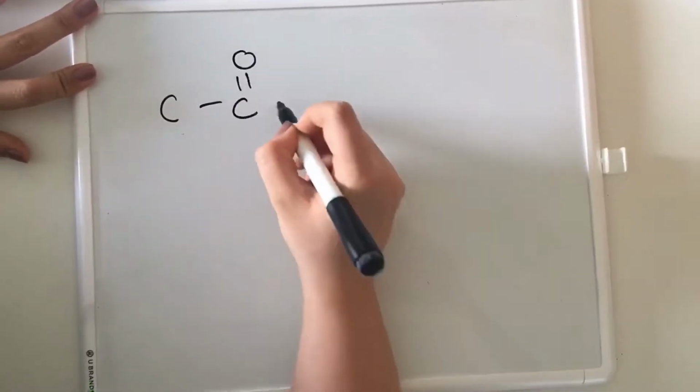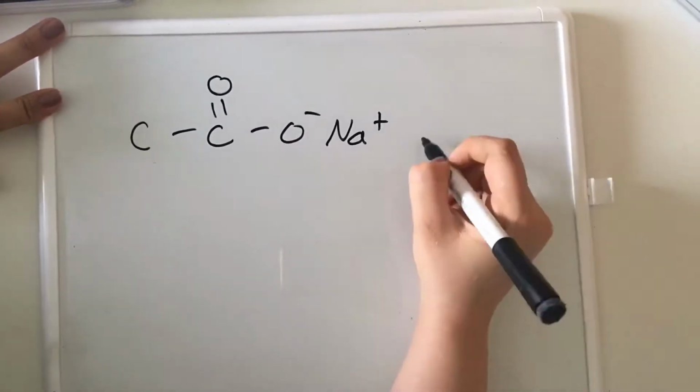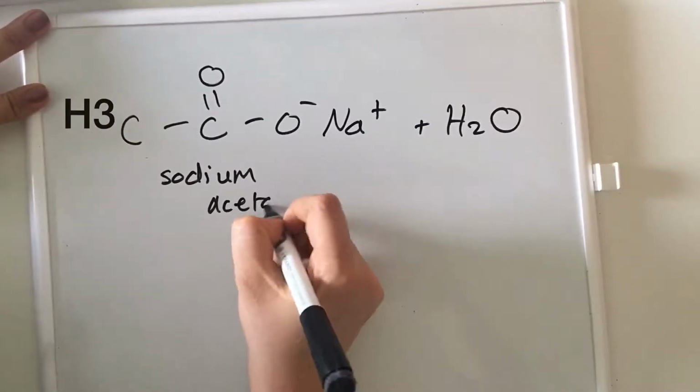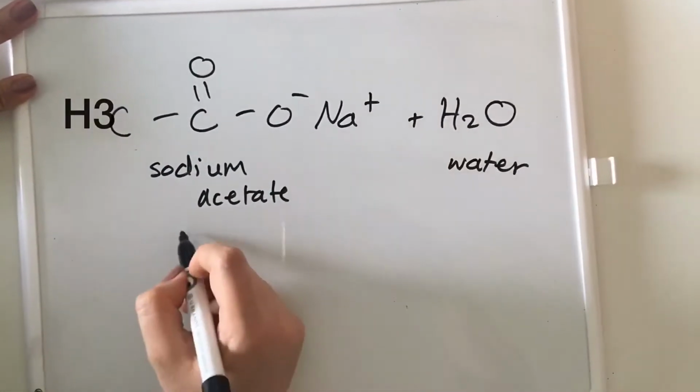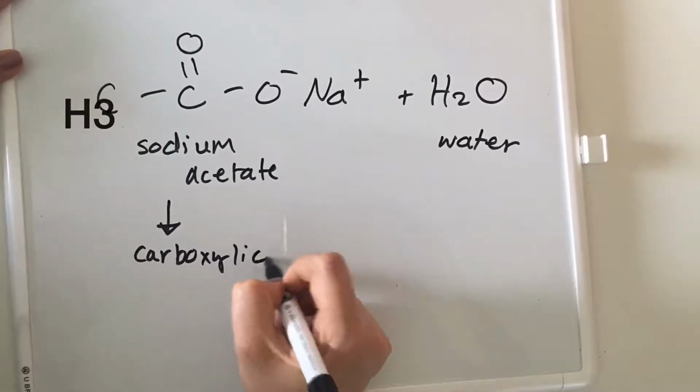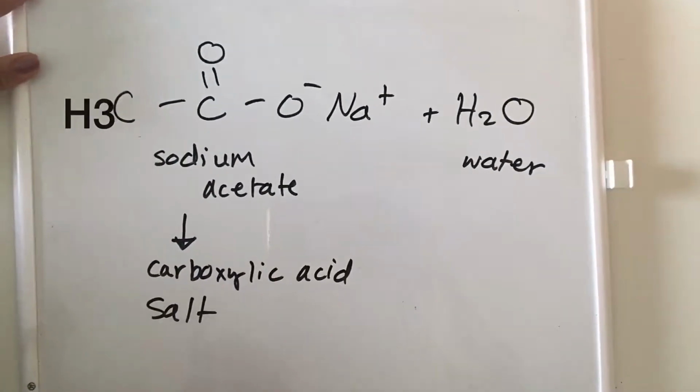Here I'm just showing the products in their entirety and labeling them. And so here we see that that's the sodium acetate, the carboxylate ion on the left side, and on the right side we see that we have the water. So these are our products from this neutralization reaction.